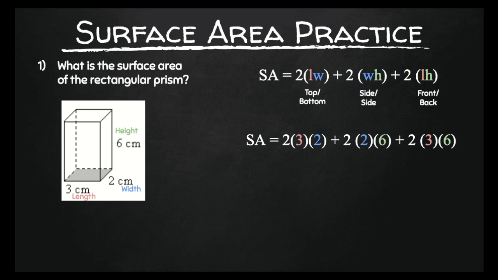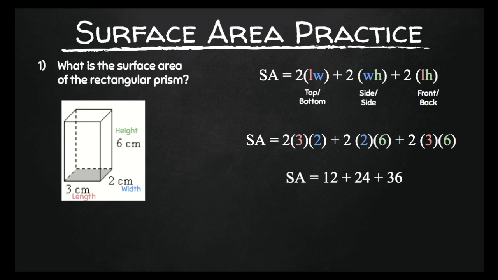My next step is to substitute, or plug in, those numbers in place of the variables. Instead of 2 times the length times the width, now I have 2 times 3 times 2, and that's the top and the bottom of my rectangular prism. Then I'm going to multiply 2 times 2 times 6, which are the sides. The last would be 2 times 3 times 6, which represents the front and the back. I multiply each of those groups of numbers because we want to follow order of operations and do all of our multiplication first, and then our last step will be to add.